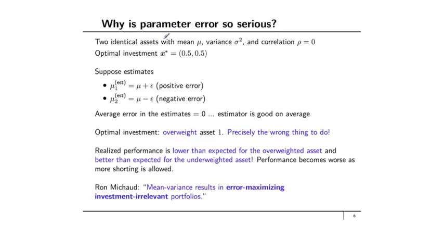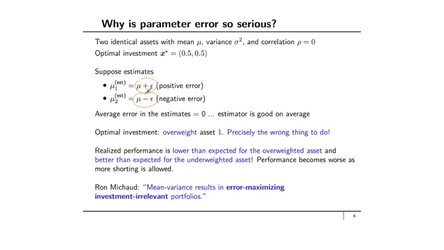Suppose now that the estimates for these returns are slightly off their true values. So I estimate the return on asset 1 to be slightly larger than the true value. So it's mu plus epsilon. I estimate the mean return on asset 2 to be slightly smaller than the true value, mu minus epsilon. So on average, I'm making 0 error. On average, the estimator is very good. So if you were thinking about the properties of a statistical estimator, you would say that whatever estimator is being used here is pretty good. Across the assets, we are not making a lot of error.